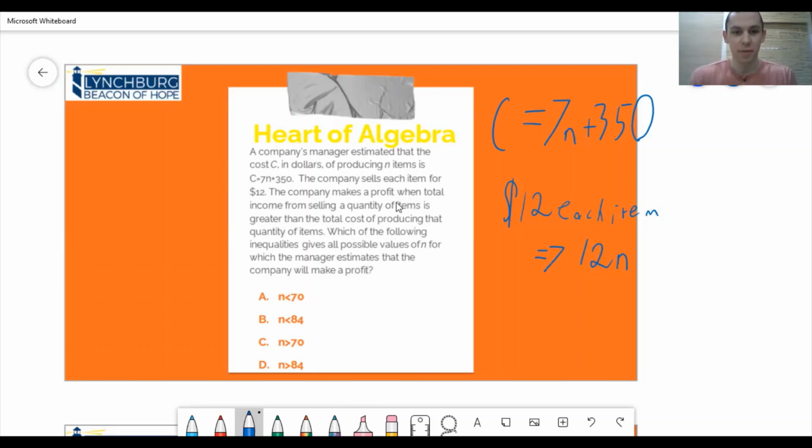So then it says the company makes profit. This is what we're looking for in the problem, the profit, when we start to make a profit. So profit means when you make more money than you have spent.